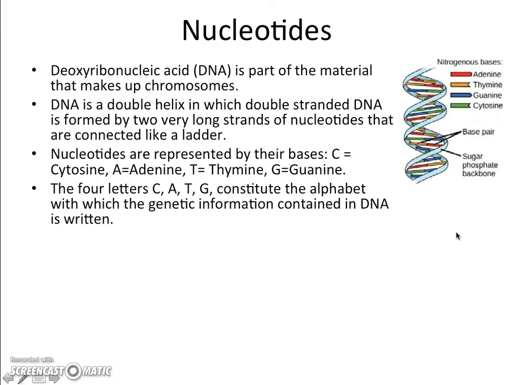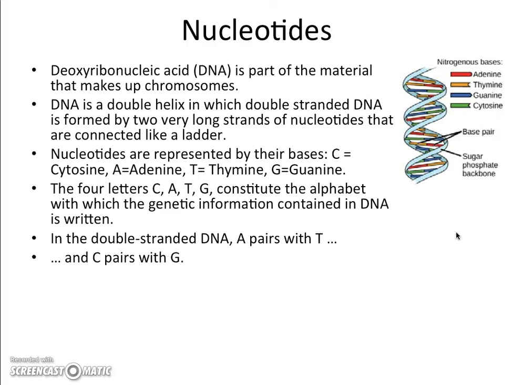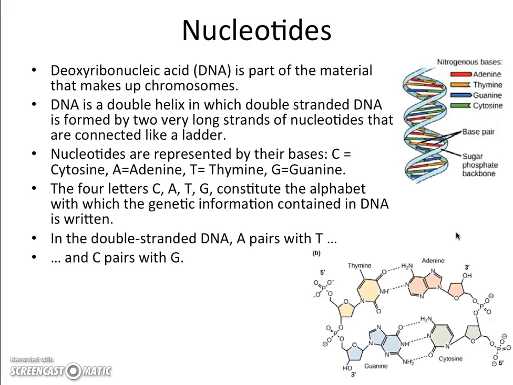This is an important alphabet because the information pertaining to inheritance of traits, the so-called genetic information, is contained in DNA. So in the double-stranded DNA, A adenine pairs with thymine, A pairs with T, and C pairs with G. Both of those illustrations here come from the reference in Chapter 14, which you can see in more detail.